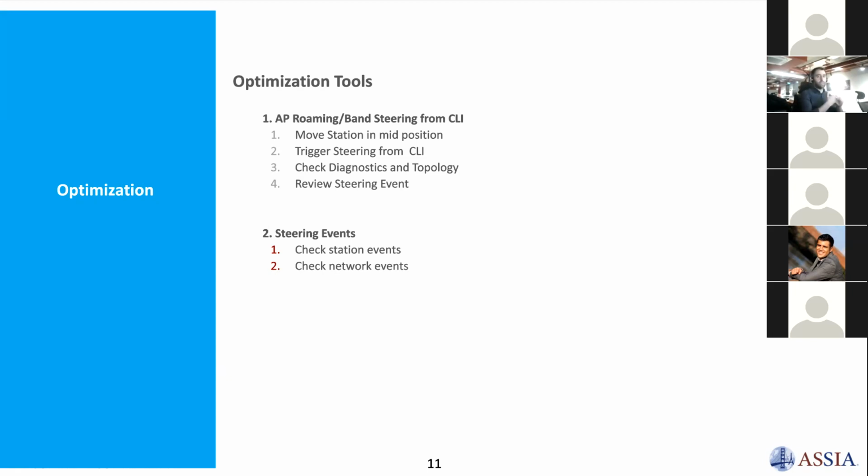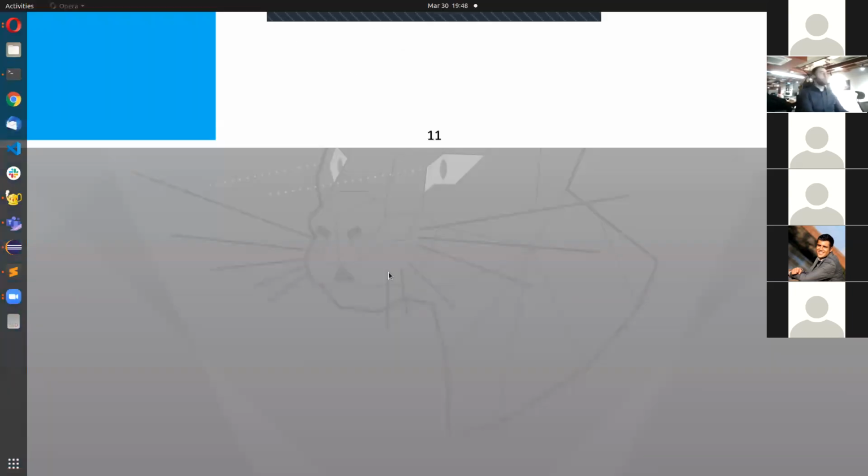So I didn't test, or I will not show the local optimization or the local logic of the prpMesh, but instead I will show how I can steer a station, or how I do band selection for these stations. So this is for that. And at the end, I will show you the steering logs and steering events for these actions. So this is what I do.